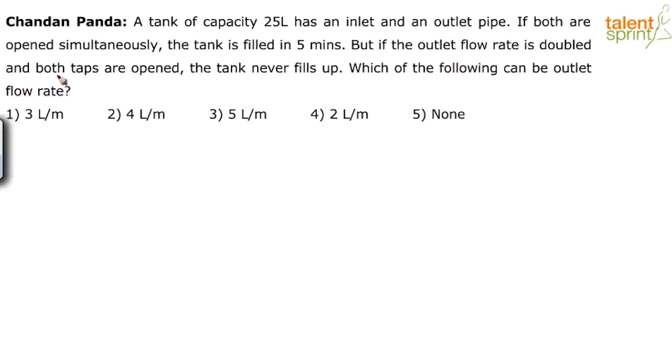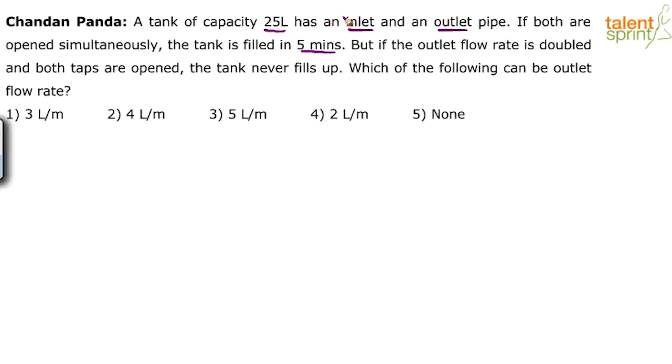You're getting it? So basically he's talking about a tank which has a capacity of 25 liters and it has got an inlet and an outlet pipe. So, regular process. And if both are opened simultaneously, the tank is filled in 5 minutes. Both opening simultaneously would mean that you are filling the tank and parallelly also emptying it, right? Both processes work parallelly. And it will take 5 minutes to fill the tank, which means the inlet has got higher capacity than the outlet.